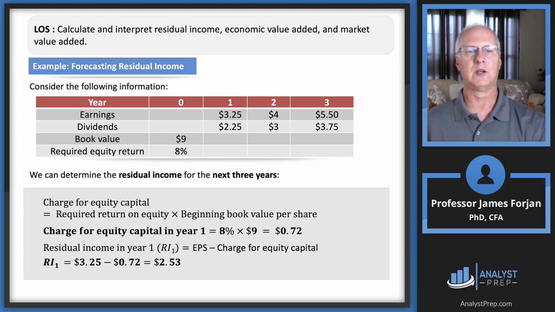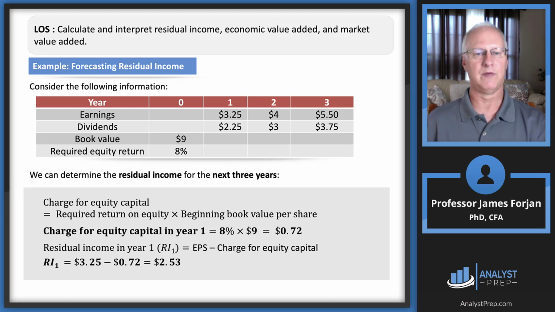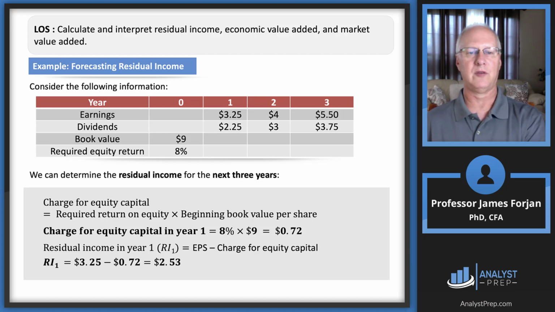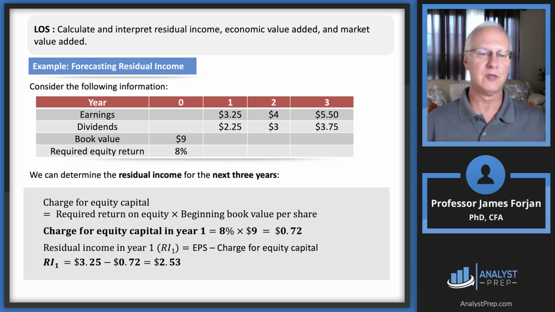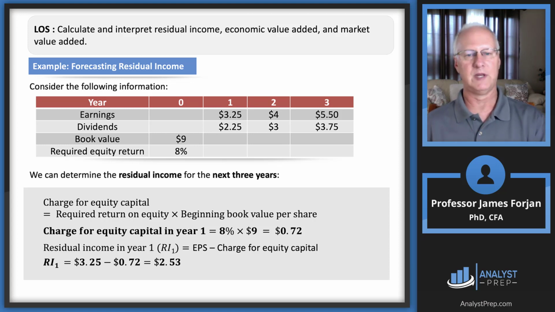All right, so let's go ahead and compute that charge for equity capital. All we're going to do is take that required return on equity of 8% times the book value at year 0, and we get 72 cents. And so all we're going to do to compute residual income is take the difference between the two. So 3.25 minus the 72 cents. Remember that 3.25 includes the explicit costs. Minus the 72 cents of an equity charge, that gets us to residual income, time period 1, of 2.53.